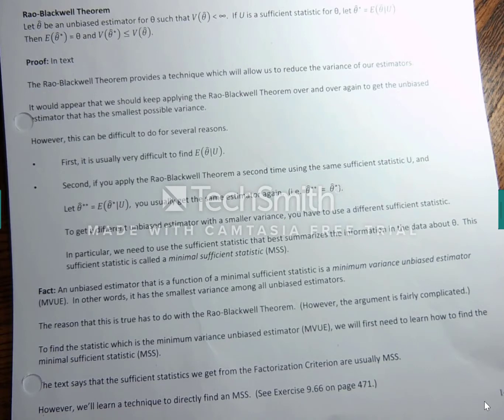So to find the statistic which is the MVUE, we're first going to learn how to find the minimal sufficient statistic, which is the MSS. The text says that the sufficient statistic we get from the factorization criterion that we saw previously is usually an MSS. However, we're going to learn a technique to directly find these.